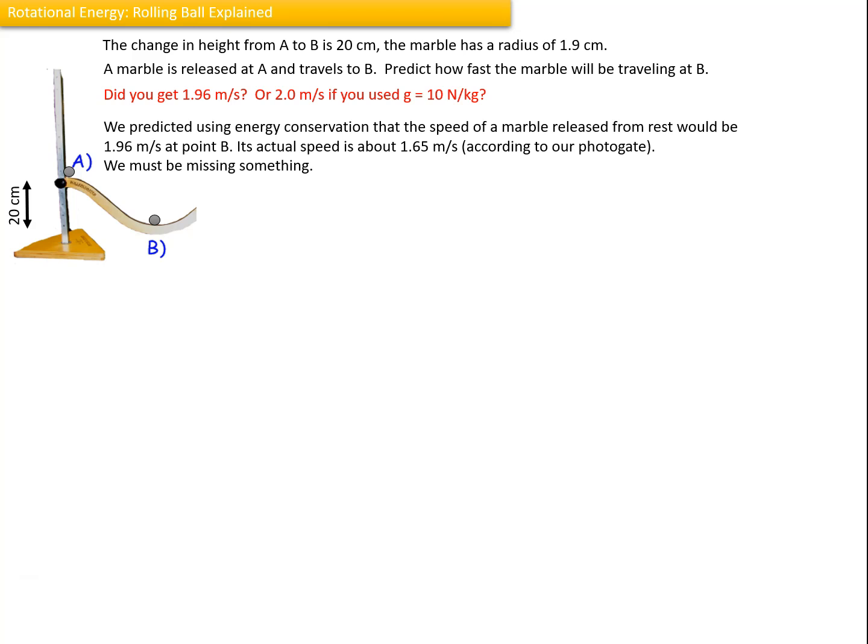So we can start with our regular conservation of energy, but now we're just going to include rotational energy. At point A, our ball is released from rest, so we just have potential energy due to gravity at point A.